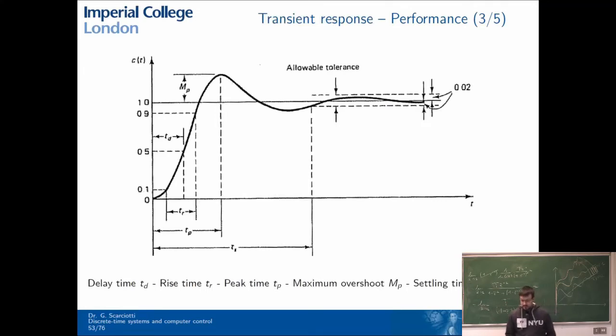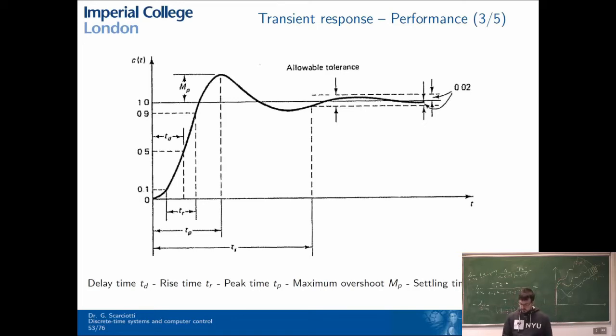In the next slide, what I want to talk about instead is the transient performances, okay? So the transient behavior. The characteristics that we can look at when we talk about the transient behavior are various. So there are different characteristics. And here I'm going to define a few of them, okay?